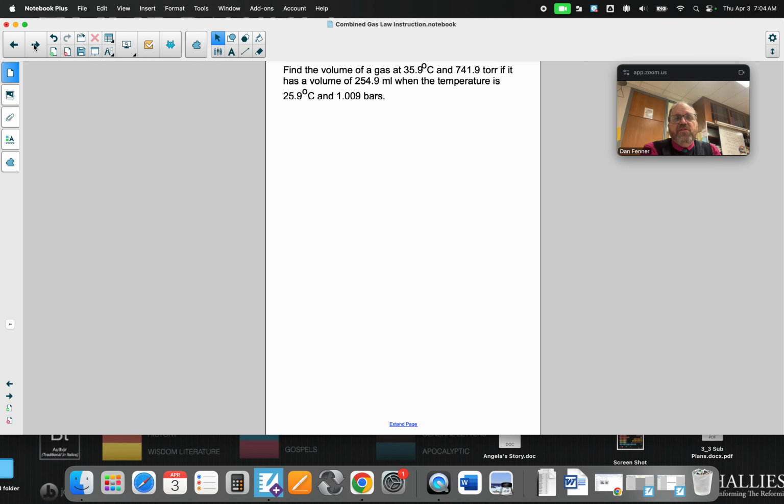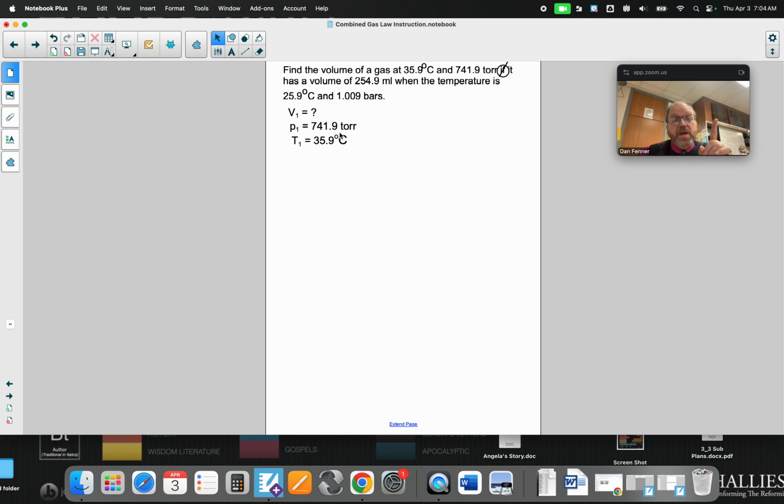All right, so find the volume of gas at 35.9 degrees Celsius and 741.9 torr, if it's a volume of 254.9 milliliters, temperature is 25.9 degrees Celsius and 1.009 bars. Now remember that if, prepositional phrase, when, as, for is a good divider, so we can keep that straight in our heads. So we start with our if, and that's our divider. So our volume, we don't know the volume before that, so volume 1 is unknown.